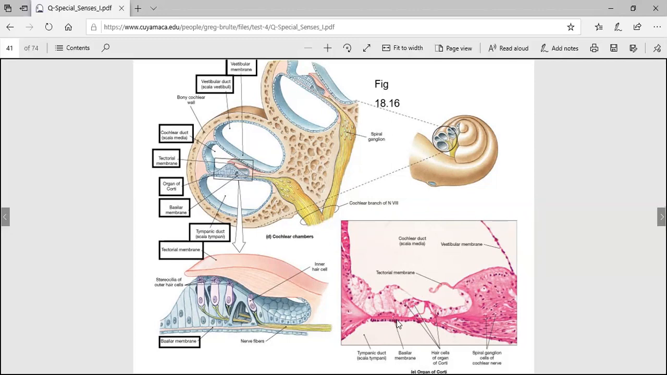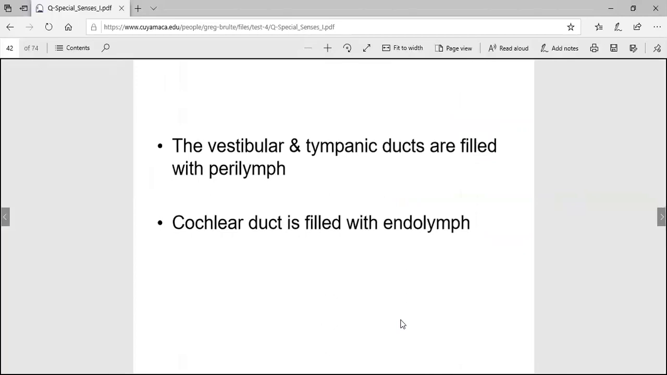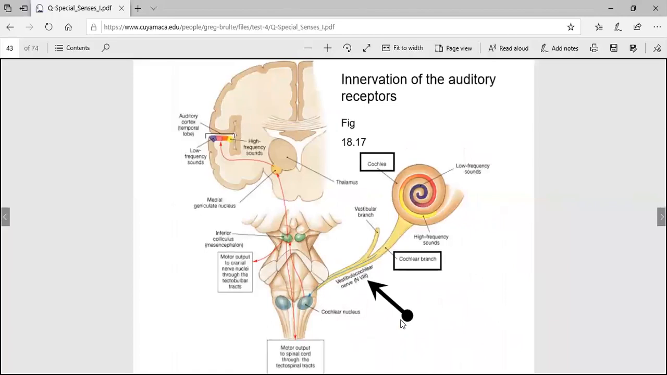Sometimes I ask a question: what is that? Basilar membrane. What kind of cells are sitting on top of it? Hair cells. And the hairs are called stereocilia. So we talked about the endolymph and the perilymph. It should make sense now.